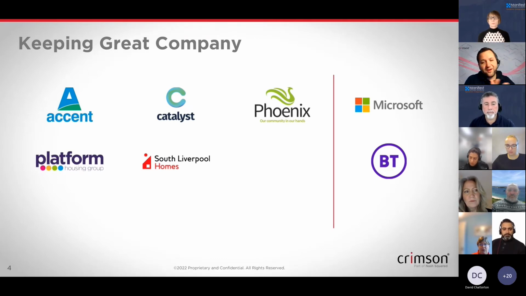We have a number of existing clients, which you can see on the slide here: Accent, Catalyst, Phoenix, Platform Housing, and South Liverpool Homes. We also have one up and coming, quite a large housing association that we've very recently signed an initial deal with, looking for an engagement over 5 years. It's slightly too early to mention who they are, but we are making big headway in this space, and we're looking to share our experience and knowledge of what we've implemented with you fine people on the call today.